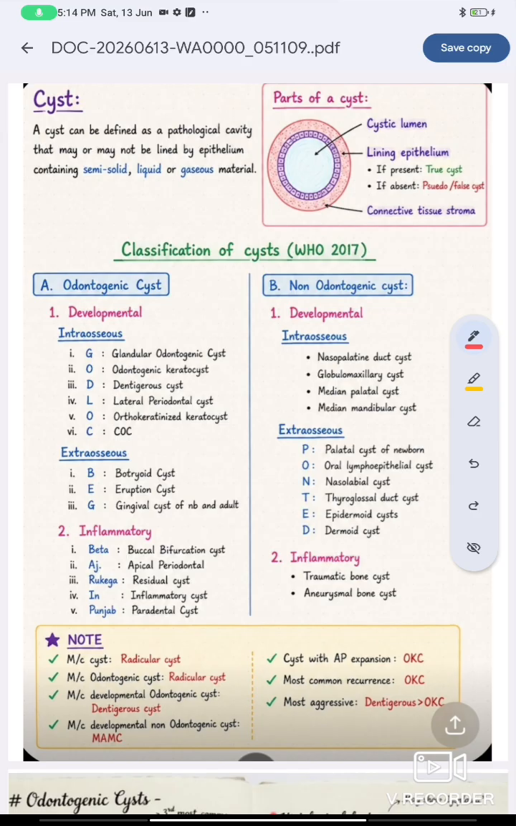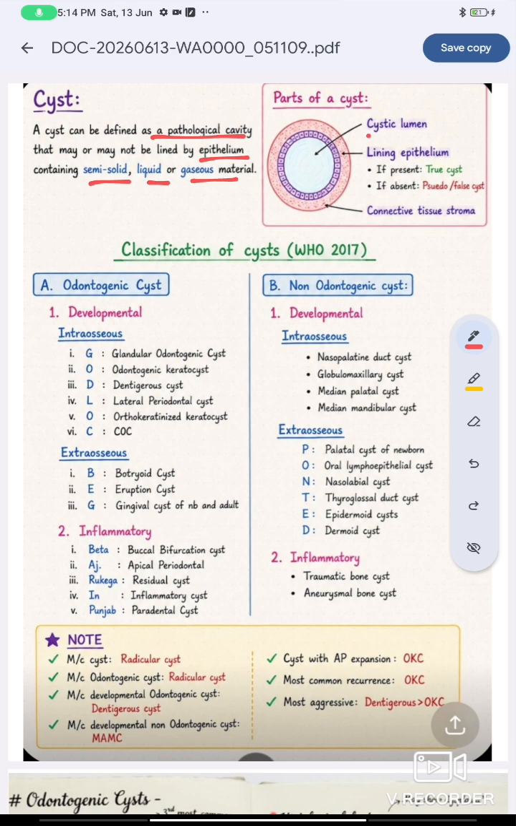Let us begin with today's topic, which is cysts of oral cavity. To begin with, what a cyst is. A cyst can be defined as a pathological cavity that may or may not be lined by epithelium containing semi-solid, liquid and gaseous material. So, what and all are the parts of a cyst?